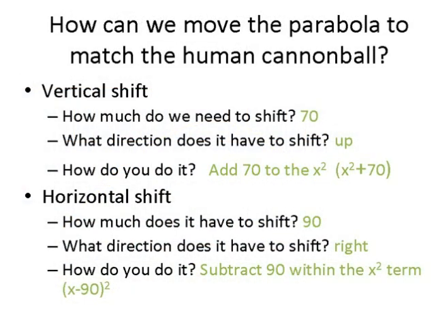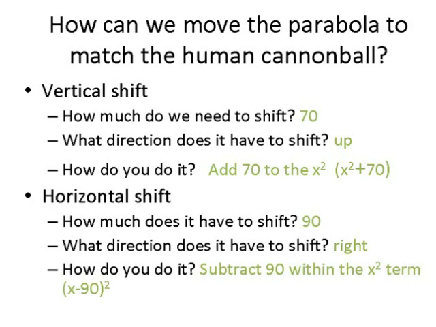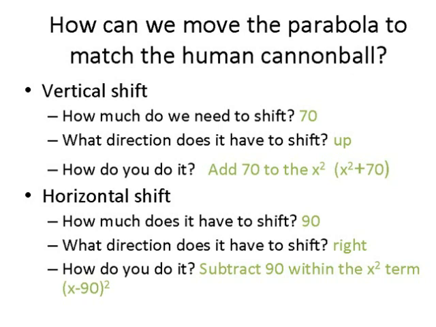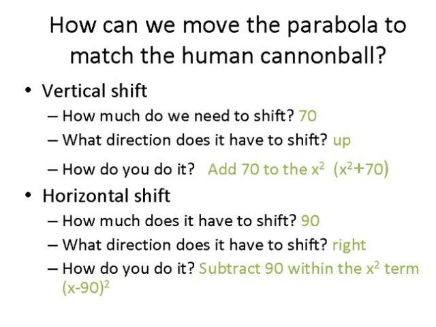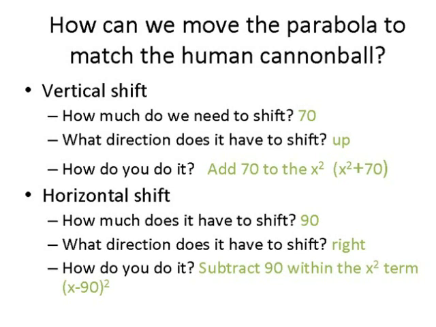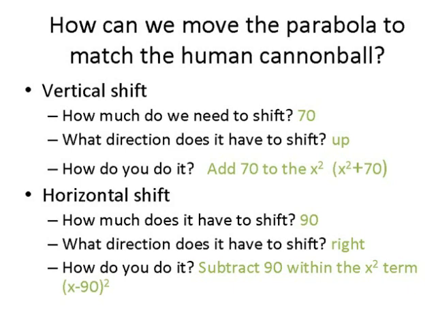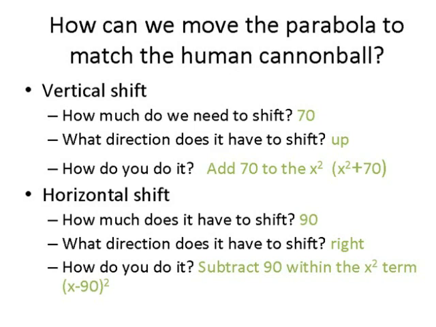So how can we move the parabola to match the human cannonball? Well, we've got a couple of shifts that we're going to have to do. One shift is we need to move the vertex vertically. Because the vertex right now is at 0, 0, or at the origin, we need to shift the parabola upwards by 70 feet, or by just 70 on our graph. So we do need to go up.